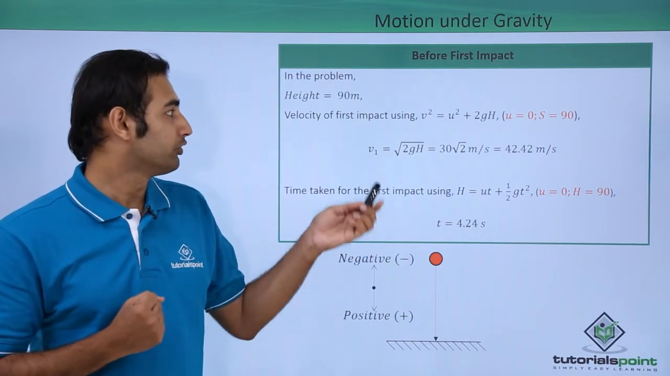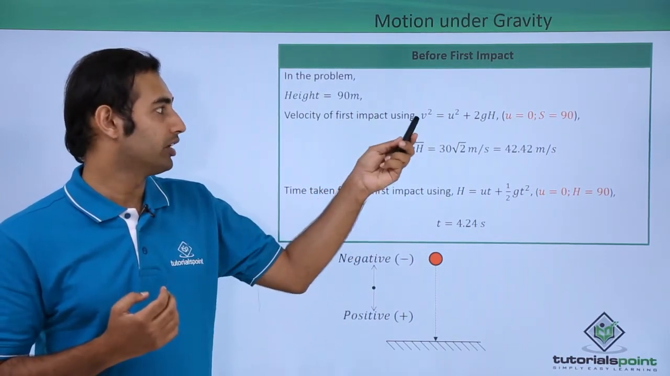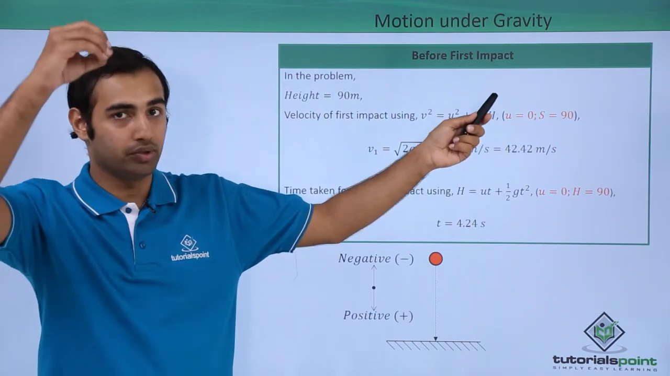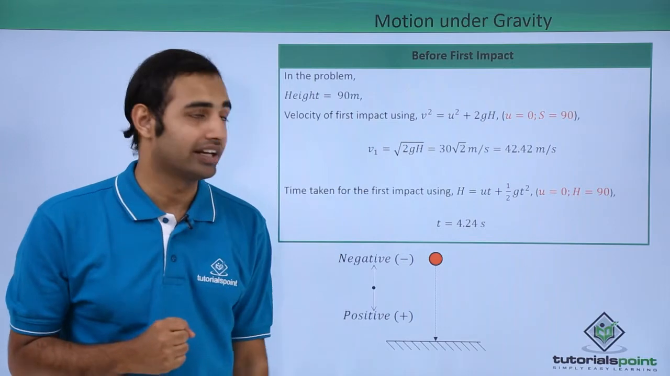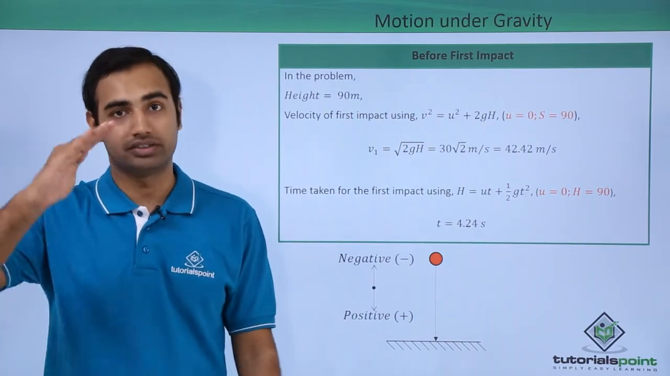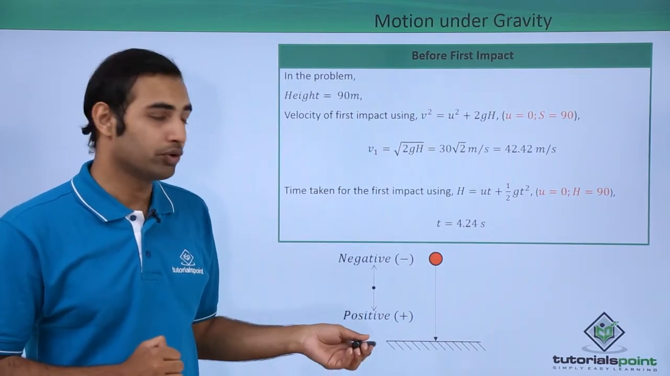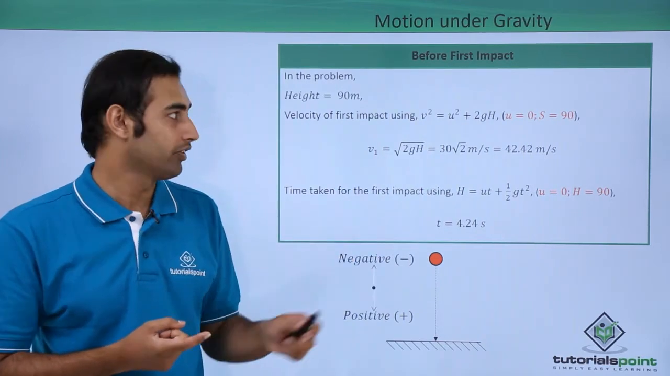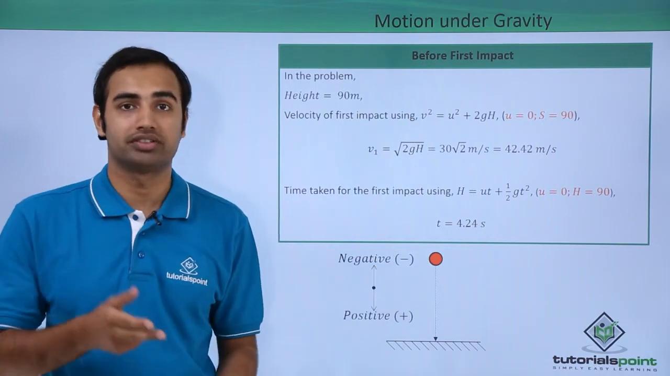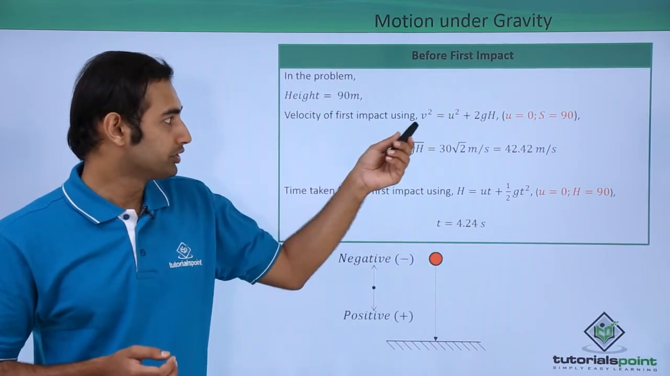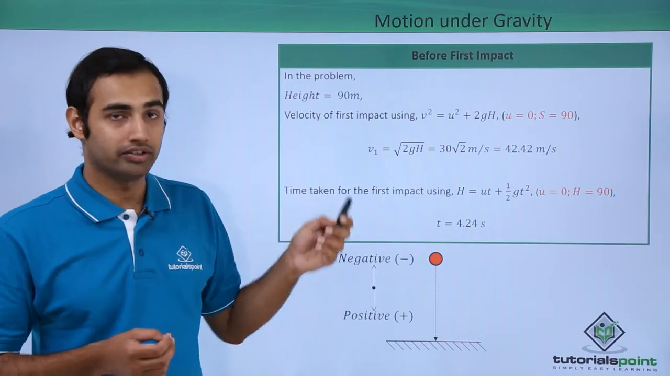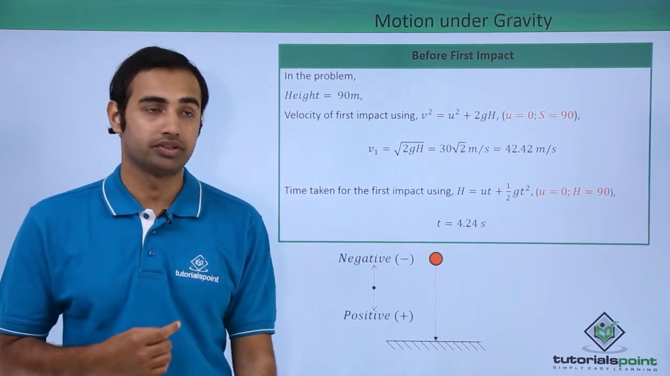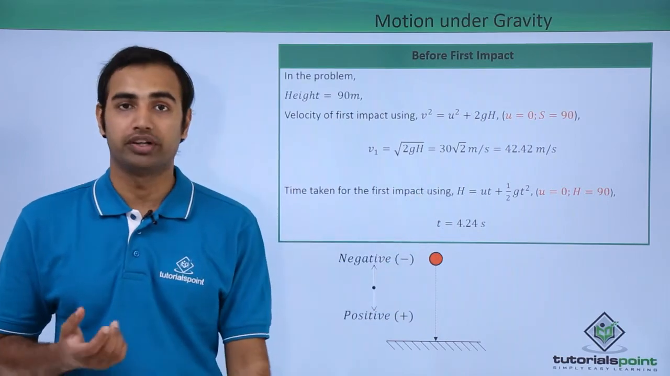First of all, I calculate the velocity using the formula v squared is equal to u squared plus 2gs. Now u is 0 clearly because the ball was simply dropped, and s is 90 meters because 90 meters is the displacement. The sign convention is downwards positive, upwards negative. So the sign of gravitational acceleration will be positive, and the displacement will also be positive because it's downwards. Using this formula, I obtain v1, the velocity with which it impacts for the first time, as 30 root 2 meters per second, or 42.42 meters per second.